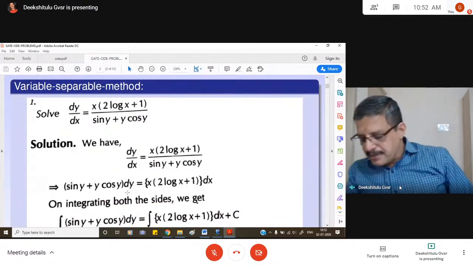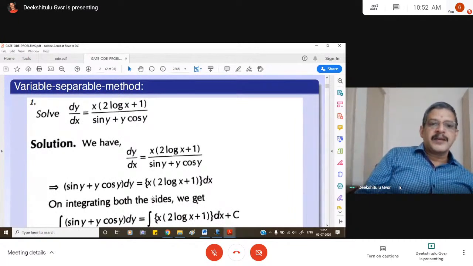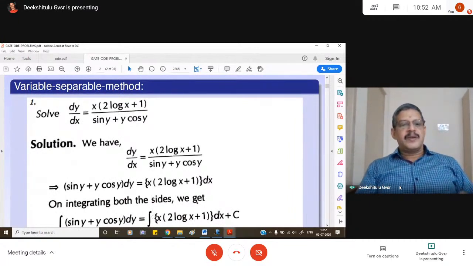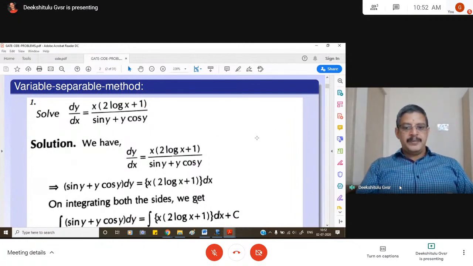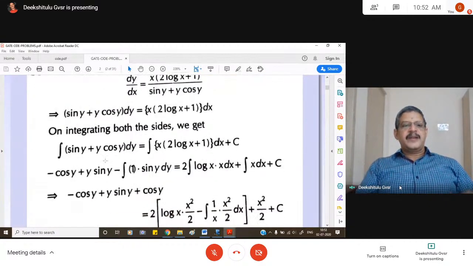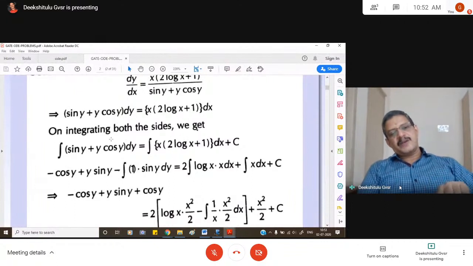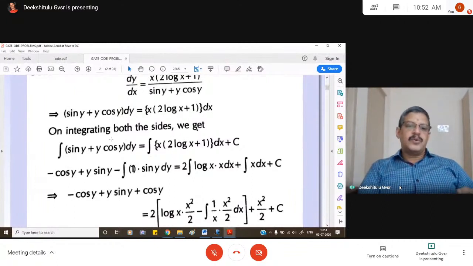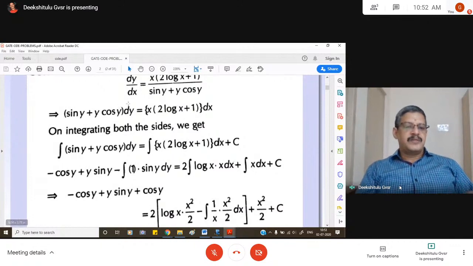The first problem is dy by dx is equal to x into 2 log x plus 1 by sin y plus y cos y. Clearly, the numerator is a function of x and the denominator is a function of y. So it is a clear-cut case of variable separable form. So if you cross multiply, sin y plus y cos y dy is equal to x into 2 log x plus 1 dx. Integrating both sides, integral of sin y plus y cos y dy is equal to integral of x into 2 log x plus 1 dx plus c.